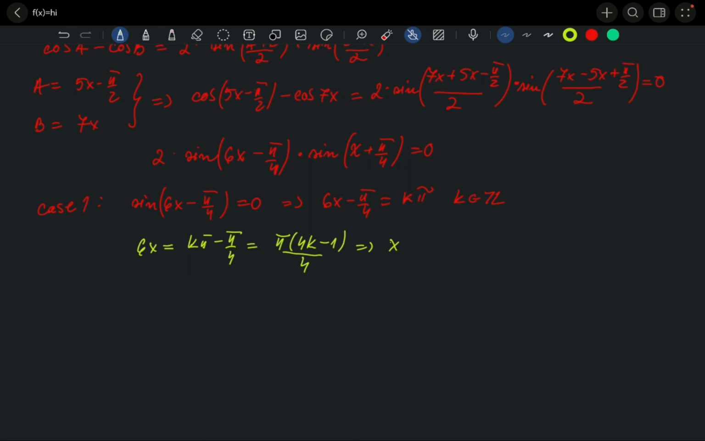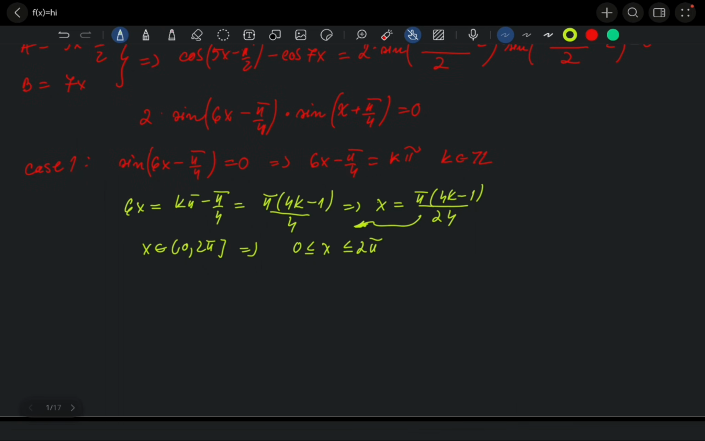That implies that x is going to be equal to pi times (4k minus 1) all divided by 24. Now we remember that x is bounded on the interval from 0 to 2 pi, and that implies that 0 is less than or equal to x, which is less than or equal to 2 pi. And now with this form of x, we go into our double inequality and find the values of k for which x is found on the interval from 0 to 2 pi. Substitute those back into our form of x and find the solutions.